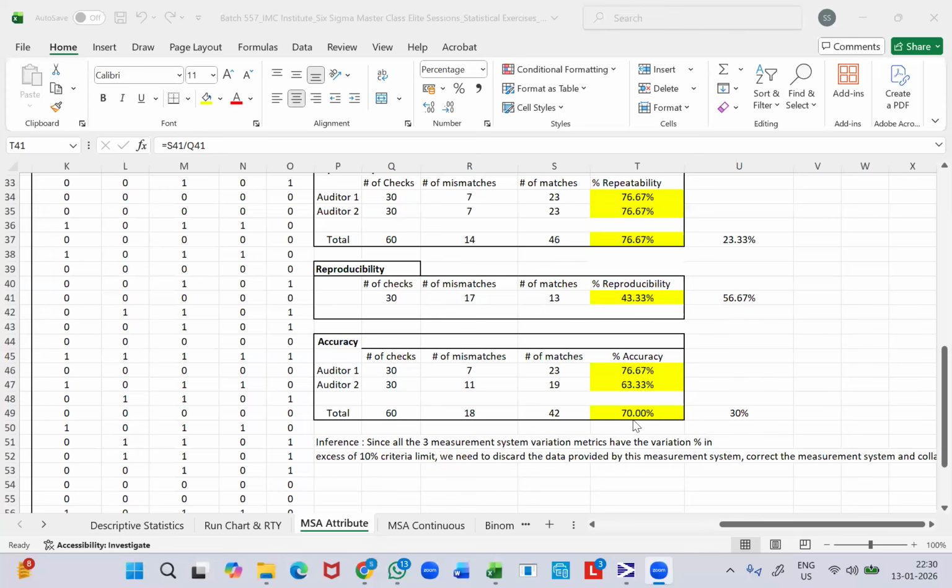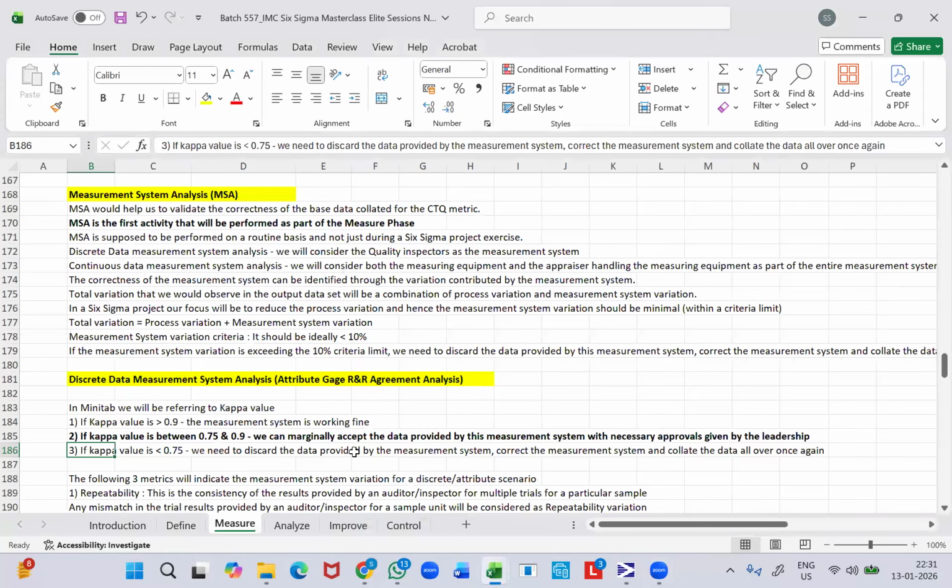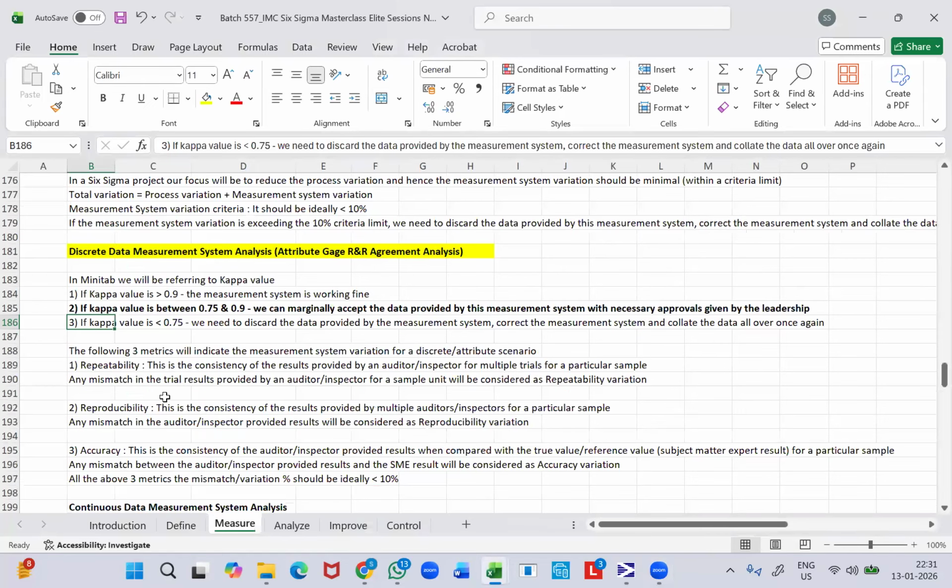Hello, friends. I'm back. Hope you're all back as well. So let us continue with the continuous data measurement system analysis. So let me just share my screen and you'll go back to the notes file. Fine. So this is what I've summarized, all these three metrics, which would actually represent the measurement system variation for a discrete or attribute scenario.